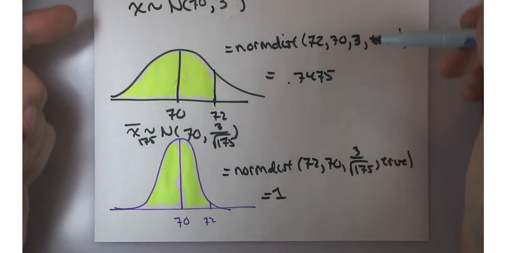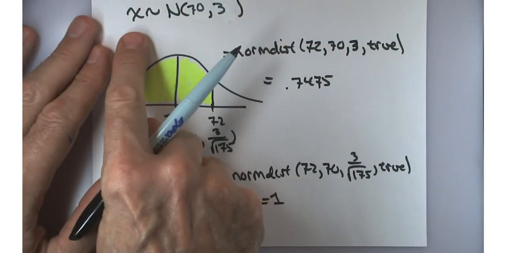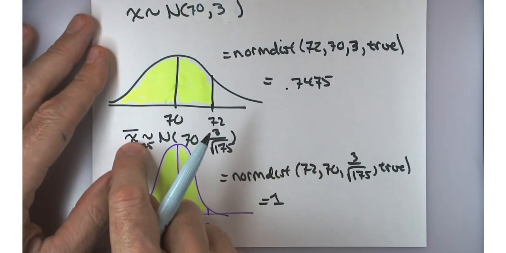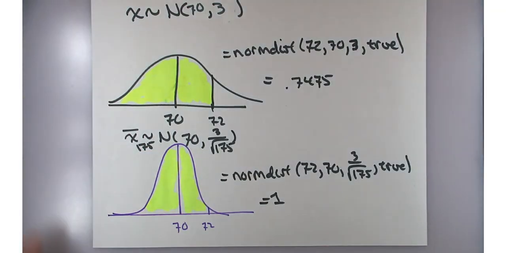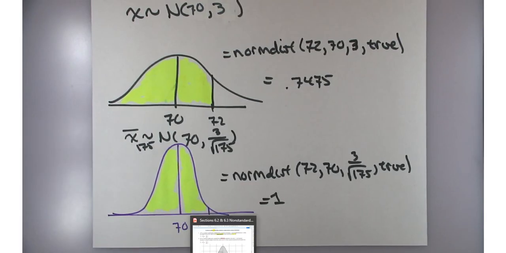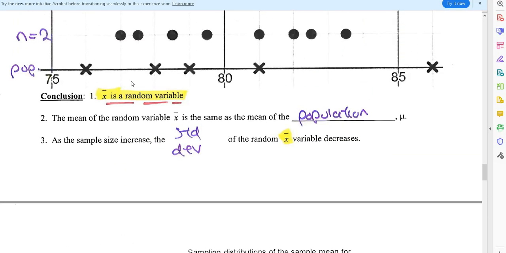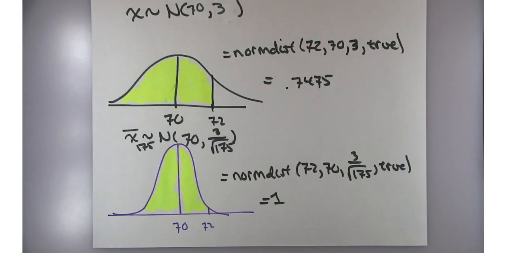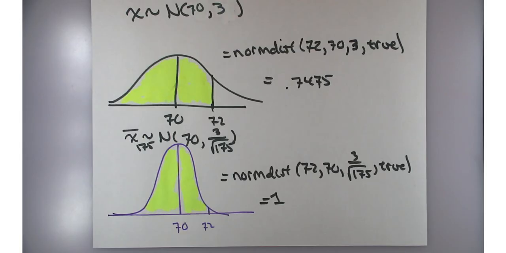Are you getting more comfortable with the difference between these two? One's dealing with a sample of size one, one's dealing with a sample mean for a certain size. In this case, it was 175. That sample mean has a new distribution. That's the big thing I was trying to hammer home the other day in section 6.3, that the sample mean is a random variable. It has its own distribution, and you need to understand what that distribution is. For samples of size 30 or more, that distribution is going to be normal, or at least approximately normal.